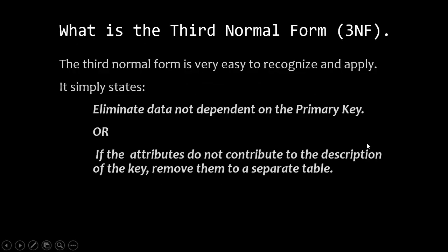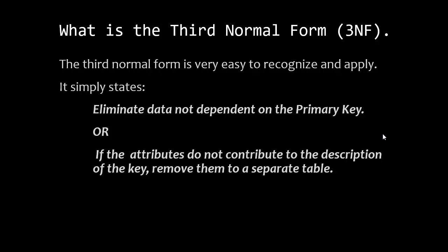Okay? Third normal form is very easy to recognize and apply. I guess I could say that. So it simply states eliminate data not dependent on the primary key, or if the attributes do not contribute to the description of the key, remove them into a separate table. Those are not straightforward definitions. They are once you get used to it, but when first looking at it, I can only imagine that you're probably saying, what does that mean, not dependent upon the primary key?